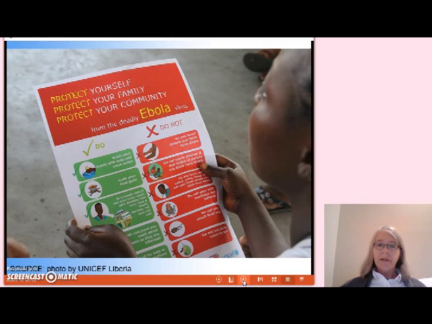Here we have an example of the community effort, because again, these people were frightened. They were trying to get the care they needed. They didn't want to get exposed to Ebola. So you can see this basic information about what they should do and what they should not do.